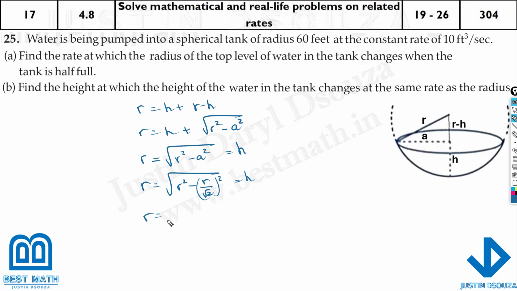So let me simplify this. R is equal to r square remains minus, let's square both. The top one will be r square, divided by root 2 squared, which is 2. So it will be r square by 2, that is h. Now imagine this r square is 1 and it will be 1 by 2. What will be x minus x by 2? What is 1 minus half? It's half, right? Even x minus x by 2 is x by 2 itself, half of x. Same way we can write over here, r square minus r square by 2 will be r square divided by 2, that is h.